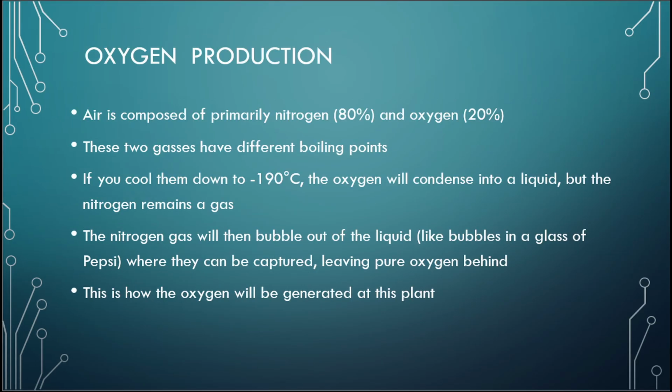Thankfully, the air around us is primarily composed of nitrogen and oxygen, and these two gases have different boiling points. So when we cool them down to a very low temperature, near negative 190 degrees Celsius, the oxygen in the air will condense into a liquid, but the nitrogen will remain a gas. This will cause a bubbling effect, kind of like when you open a can of Pepsi, where the nitrogen bubbles that are gaseous will bubble through the liquid oxygen and separate themselves into pure oxygen and pure nitrogen. This is how we will mass produce the oxygen that is needed in this process.